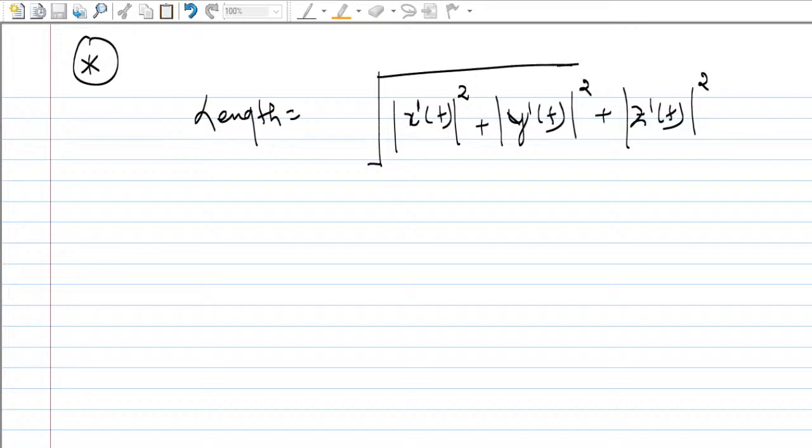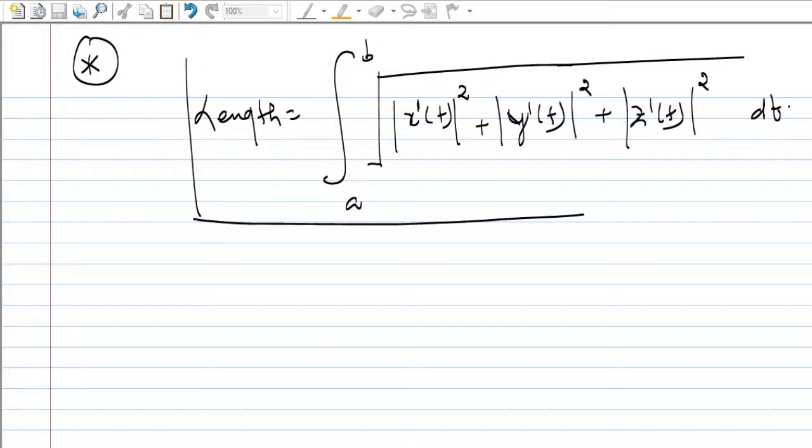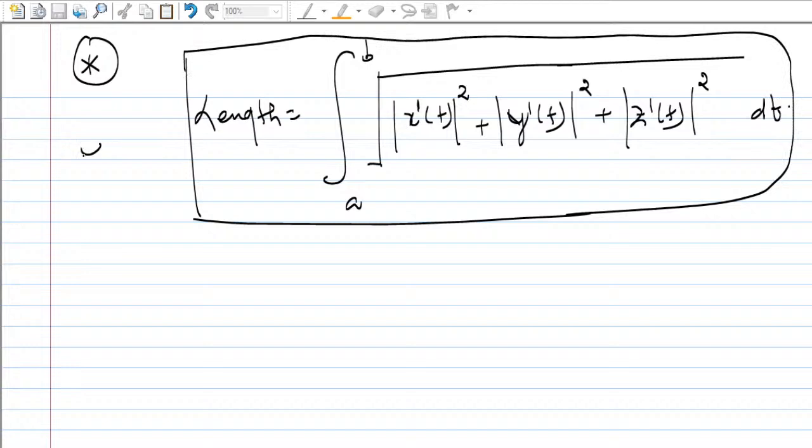You have to take the under root, and then you have to integrate between a and b. This integration will run from a to b, and this will be dt, right? So this is how we compute the arc length of a curve. So the vector function will be given, and the parametric equation will be given in the question, so you can directly find the arc length of a curve by using this formula, right?